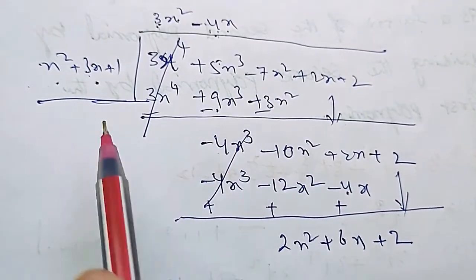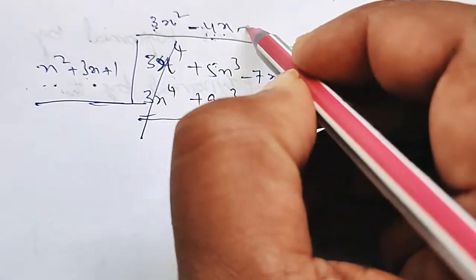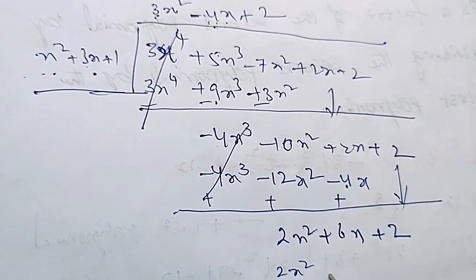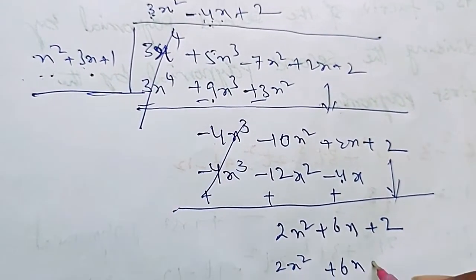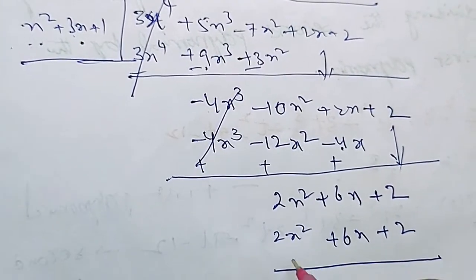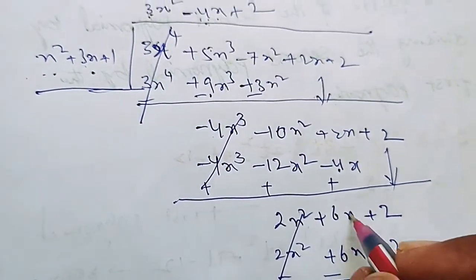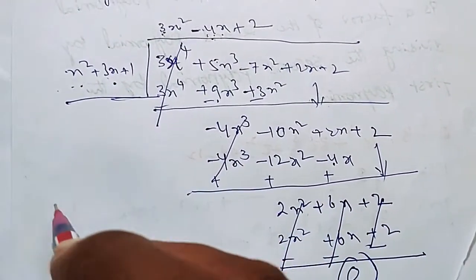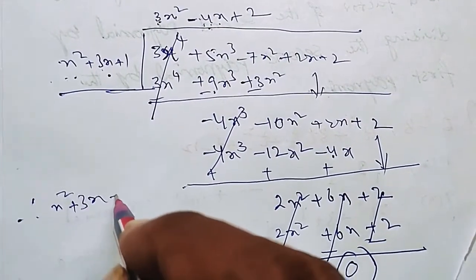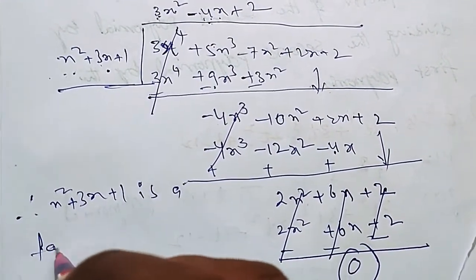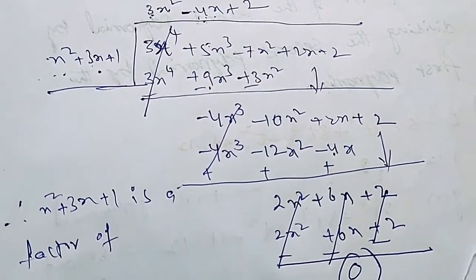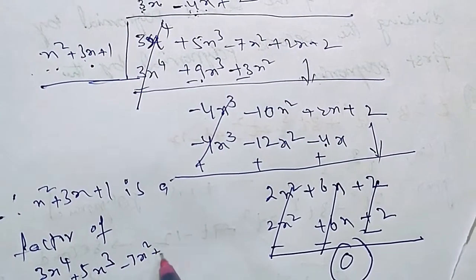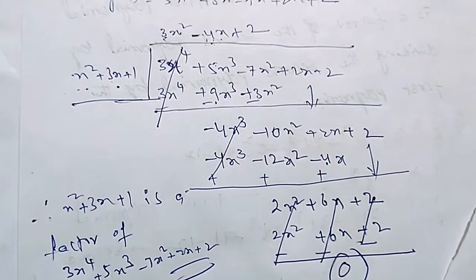So simply here 2x^2 and x^2, so plus 2. 2 into x^2 is 2x^2, 2 into 3 is 6x, plus 2 into 1 is 2. So plus minus cancel, plus minus cancel, plus minus cancel. Our answer is 0, the remainder is 0. Therefore, x^2 + 3x + 1 is a factor of 3x^4 + 5x^3 - 7x^2 + 2x + 2. Very simple problem.